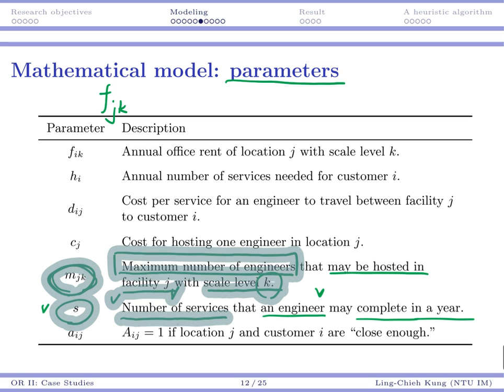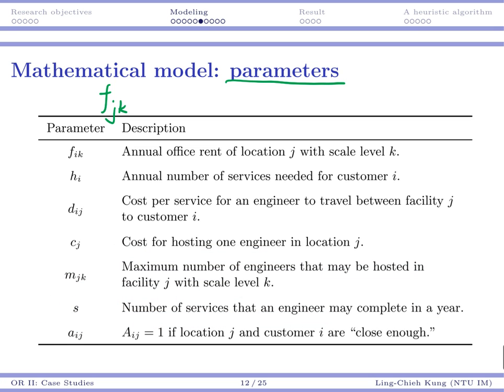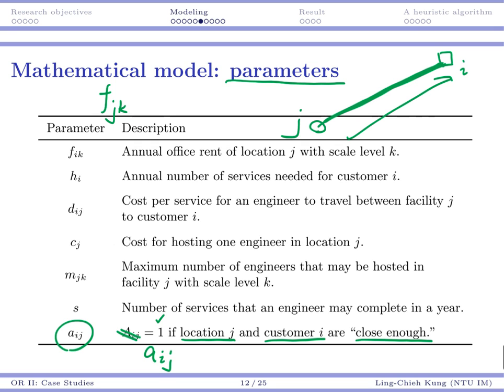And then finally, there is a parameter called Aij. Aij is a binary parameter. Don't forget, it's a binary parameter instead of a variable. That parameter is saying that if Aij is 1, that means location j and customer i are close enough. So what does that mean? Suppose you have a post office here, and suppose you have a facility there. Maybe the distance is just too far from each other, so that you don't have enough time to go there by sending an engineer from facility j.